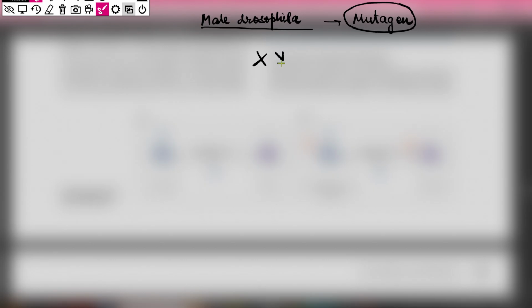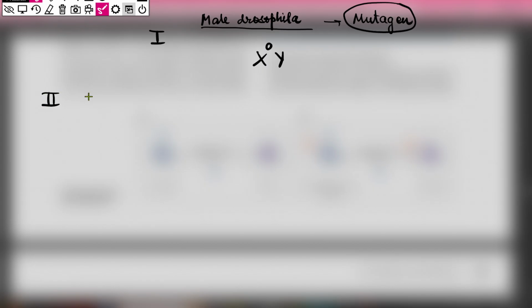Now, how do we start with this experiment? In this experiment, we take first of all the male Drosophila, and this male Drosophila is treated with a certain kind of mutagen, such that its X chromosome may contain that mutation. Now it can be present or it cannot be present. We are not sure. So one of the things which we take in this method is that we have to take a male Drosophila which is exposed to that mutagen.